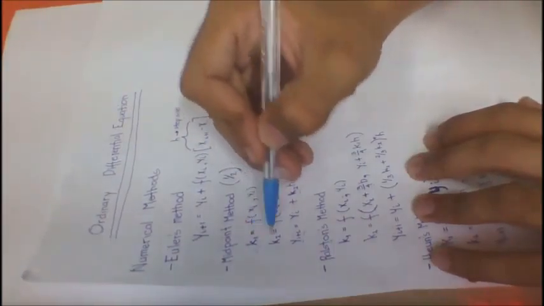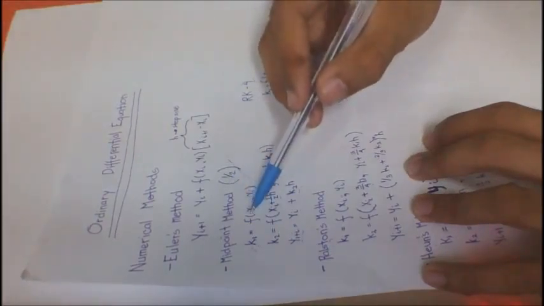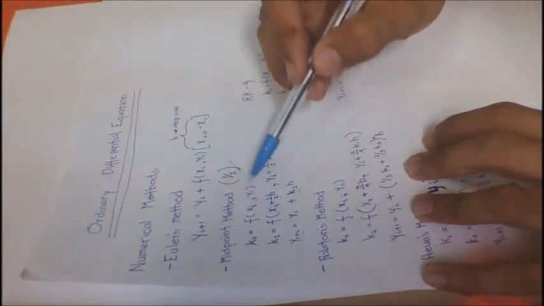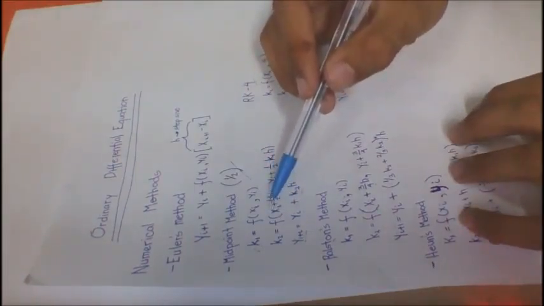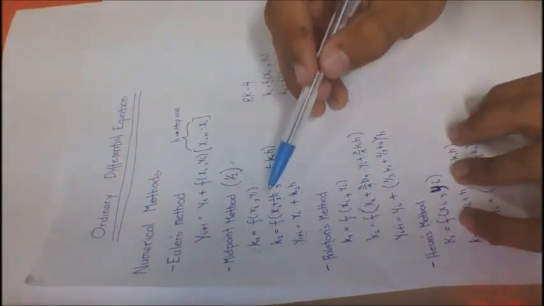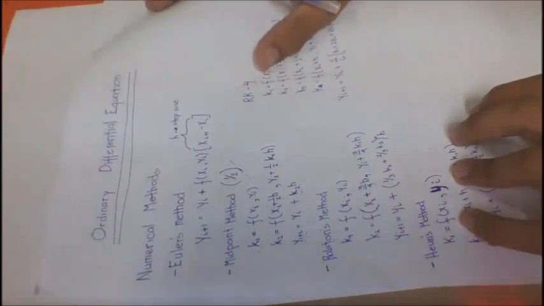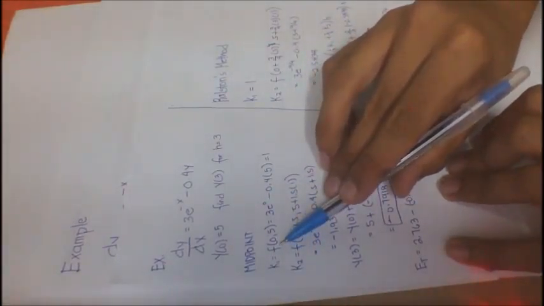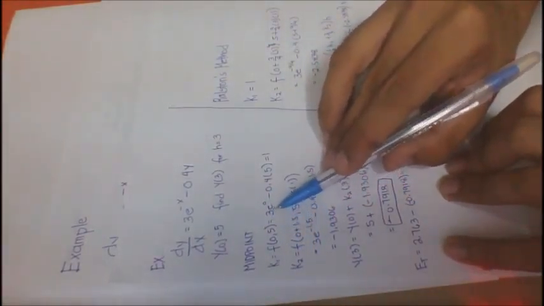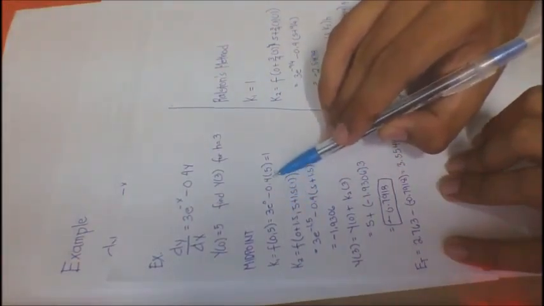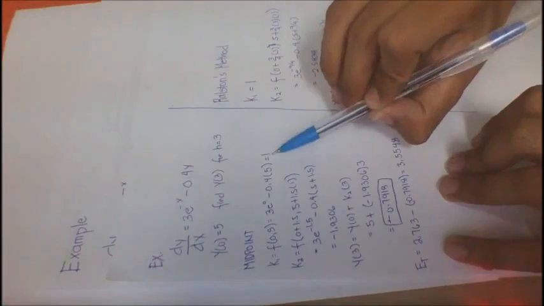So as you can see, on the midpoint method, we have the equation. We'll need to look for the variables k1 and k2. So k1, as you can see, is the function value at initial values of x and y, and then our k2 is the function value at our x and y, but you are going to add half of the step size on each. So let's see. For our k1, which is our function at 0 and 5, that will be equal to 3 e raised to 0 minus 0.4 times 5, which is equal to 1.